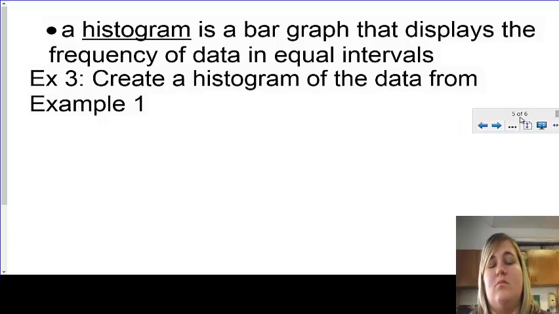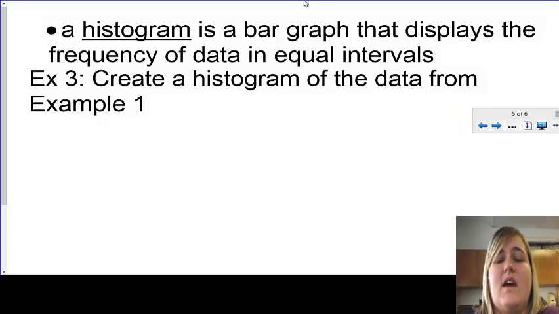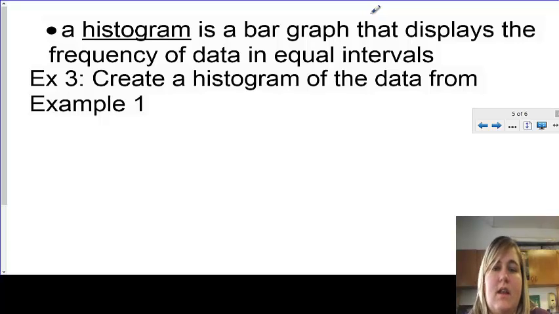On a histogram, it says a histogram is a bar graph that displays the frequency of data in equal intervals. Okay, those intervals have to be the same. So it could be in intervals of 10, where you go from 0 to 9, 10 to 19, 20 to 29, or it could be of 5. Okay, it could be of 20s, it could be whatever.